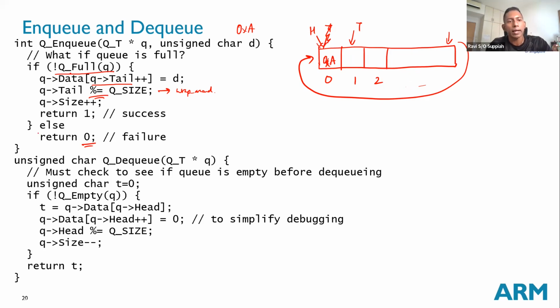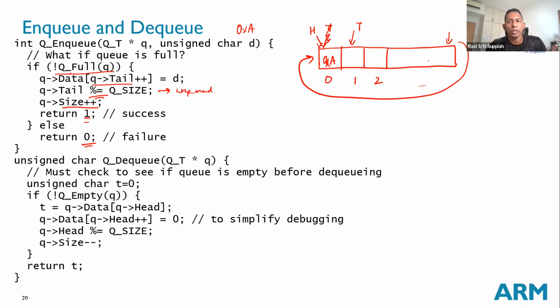Once I add a new element to the tail side, I also increment my size, and then I return. So that is to NQ, that means add elements to the queue.